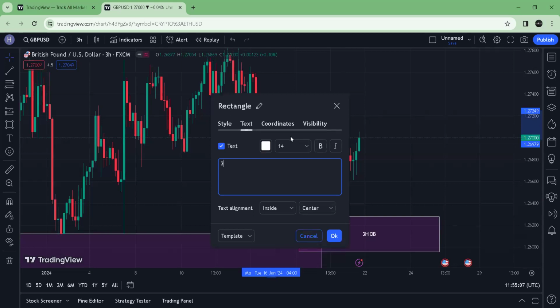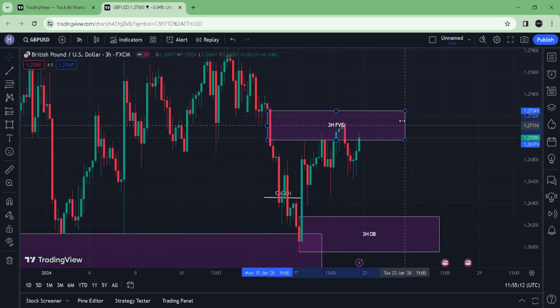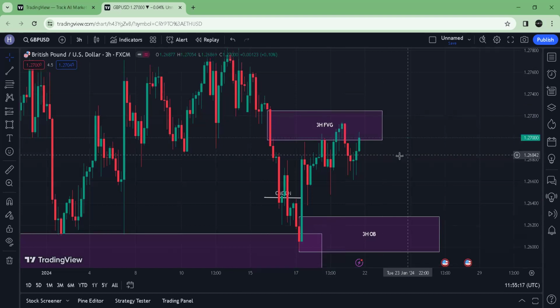Let's call it the 3-hour fair value gap. So 3-hour fair value gap right there. Our fair value gap. Okay, we have our 3-hour fair value gap. This is an order block right here. This is an area of supply.